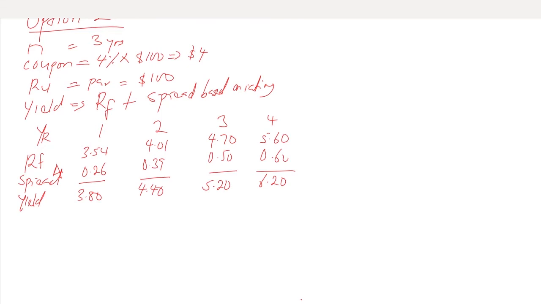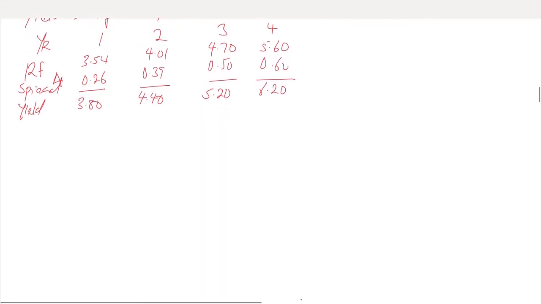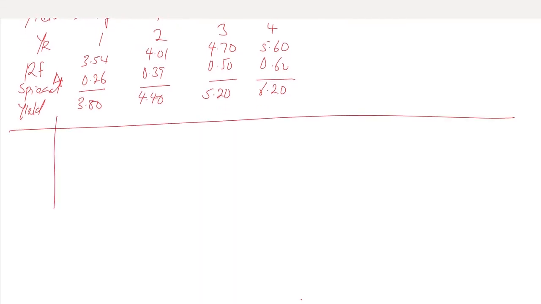So what do you do? Same thing. You use the same table. Have your year. This bond has 3 years. Cash flow. Year 1 will be interest. Year 2 will be interest. Year 3 will be interest plus redemption value.